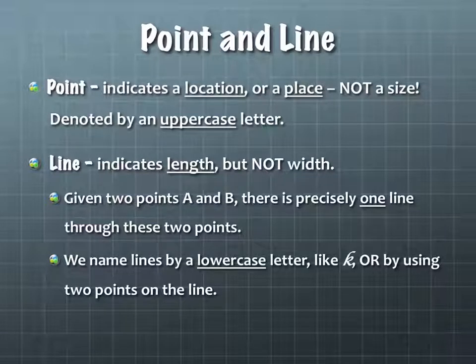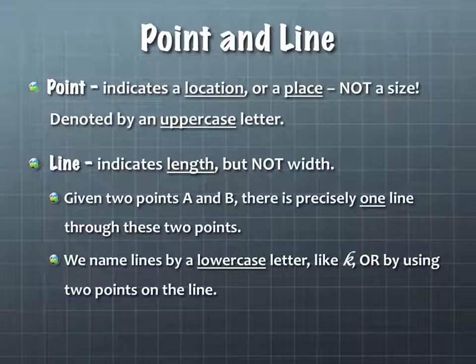We also have lines. The word line is used incorrectly all the time. A line indicates length, and it indicates infinite length. It goes on forever in both directions. It does not have any width, so there's not a thick line and a thin line in terms of geometry. A line is a line. And I also hear students sometimes say straight line. All lines are straight, so straight doesn't actually give any more information than the word line did to begin with.